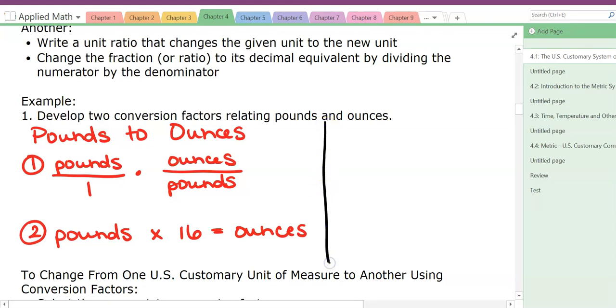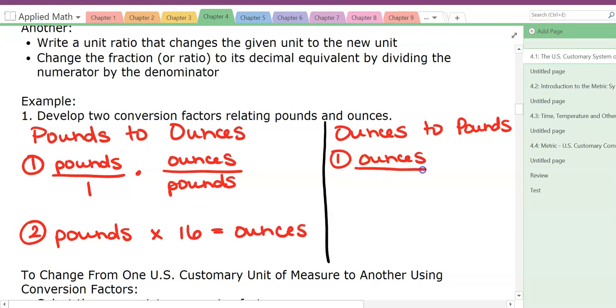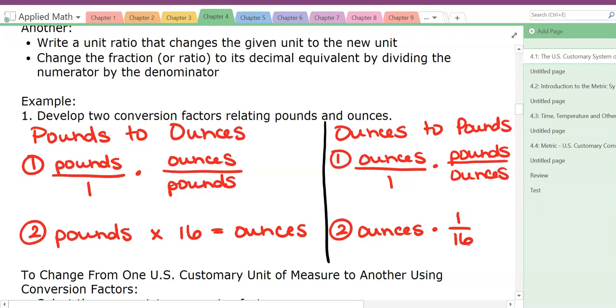Now if I want to go the other way, from ounces to pounds, it looks the same, it's just everything's kind of been flipped. Like the first one, we would do ounces over 1 times pounds over ounces. And for the second one, instead of taking it times 16, I would take the number of ounces times 1/16. And that would get me pounds.